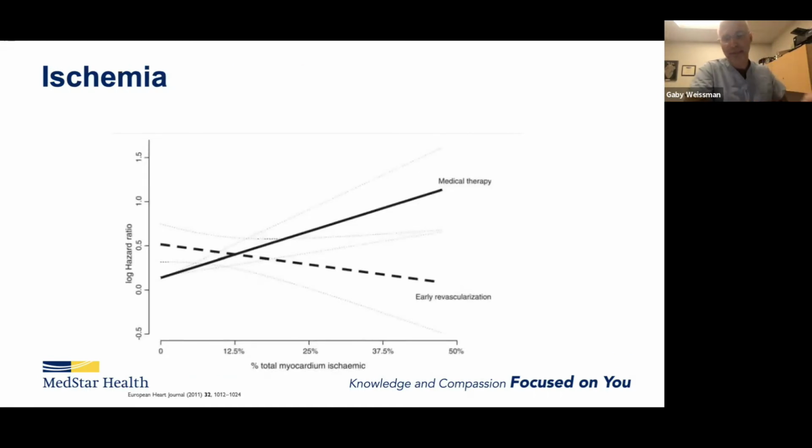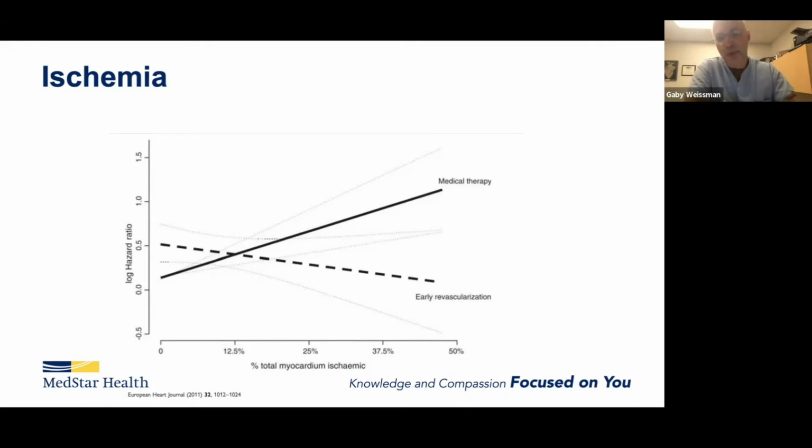So does ischemia matter? That's a slightly different question, right? It's not, is my patient's angina related to ischemia? It's, if my patient has ischemia, well, what should I do about it? Should I go for revascularization or should I just do medical therapy, assuming that everybody gets medical therapy one way or the other? So there have been multiple trials on this. This is a very important trial from Rory Hachamovitch et al.